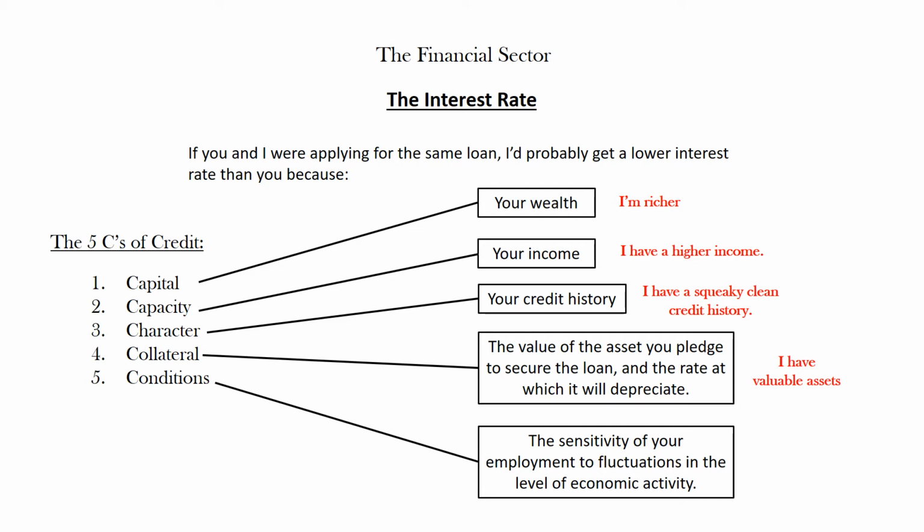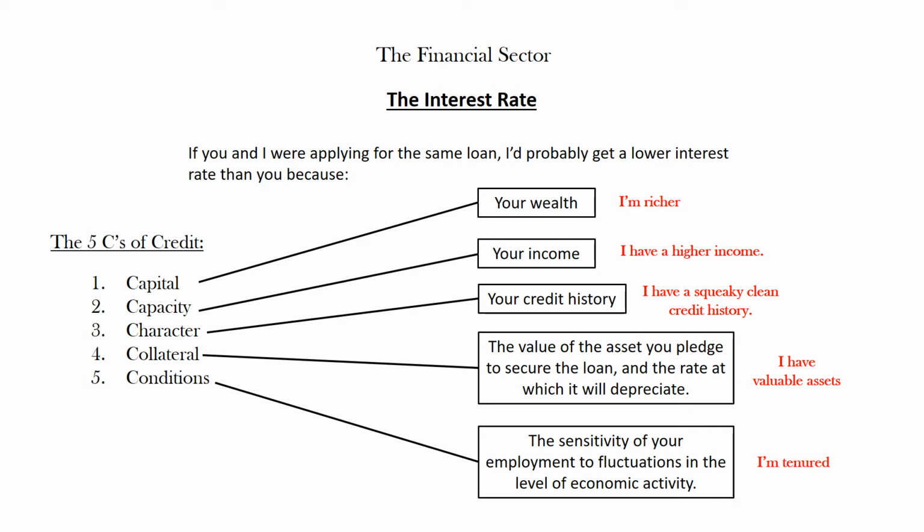Fourthly, I have an array of assets that I can use as collateral. I have a house, I have a car, I have some financial assets. It is likely that you have not had the time in your life to accumulate these assets, and therefore you have less valuable collateral to secure the loan than I do.